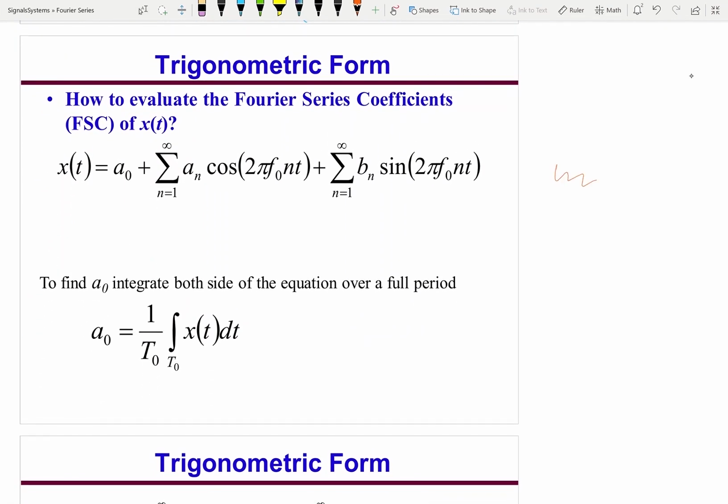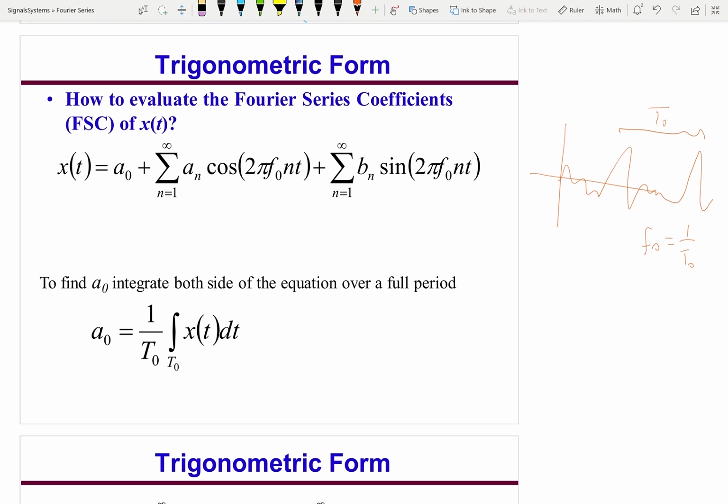So we said x of t is a DC and a sinusoidal. The first challenge is to find the fundamental frequency, and that should not be difficult. You just look at the signal and see where it repeats itself. In this case, this is the period, the fundamental period T0, and f0 will be 1 over T0. So that's not difficult. But how do we find A0, An, and Bn?